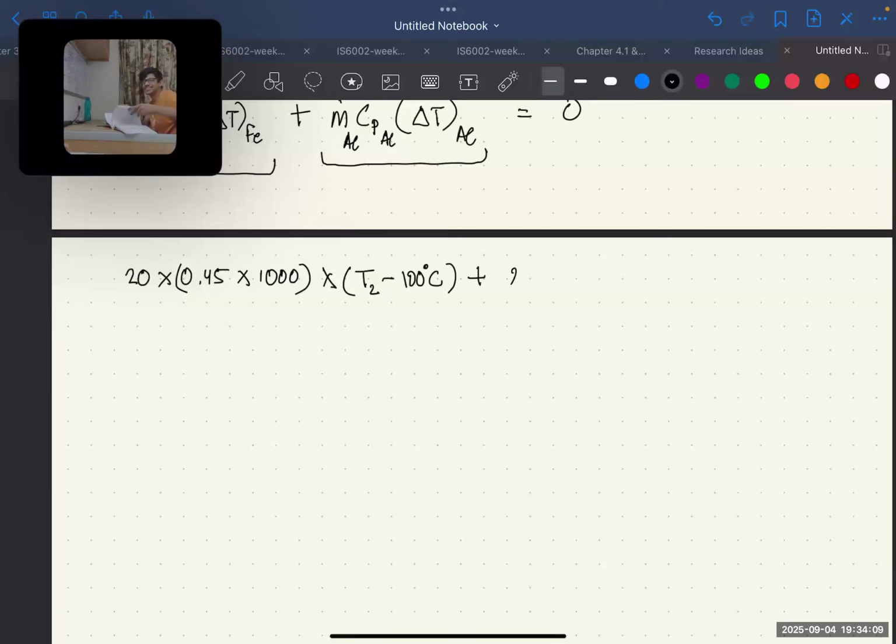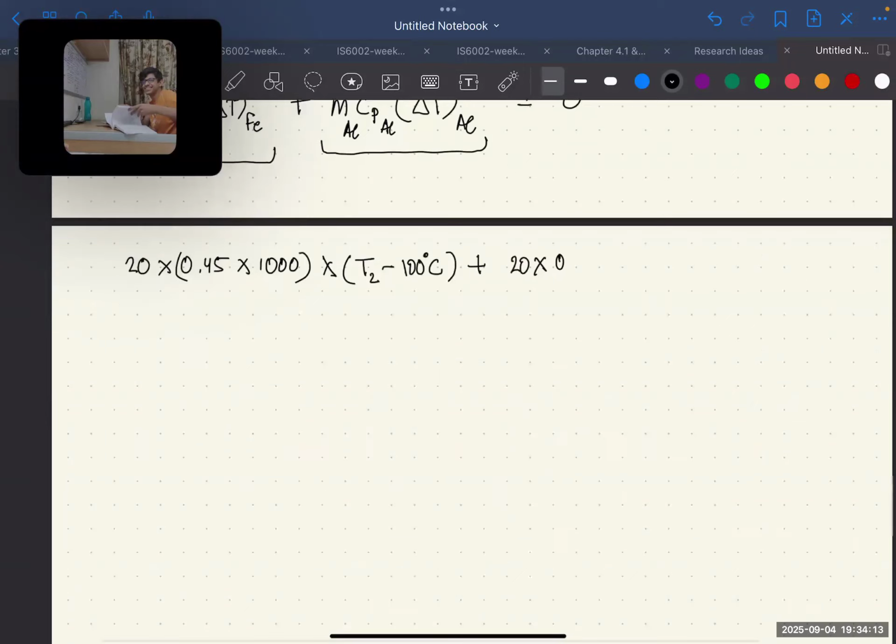plus 20 kgs of aluminum times 0.973 times 1000. This is the Cp of aluminum times the final temperature of aluminum, which is again T2, minus the initial temperature, which is 200 degrees Celsius, equals 0. So this is just a simple linear equation with one variable T2. Does anyone want to calculate it?